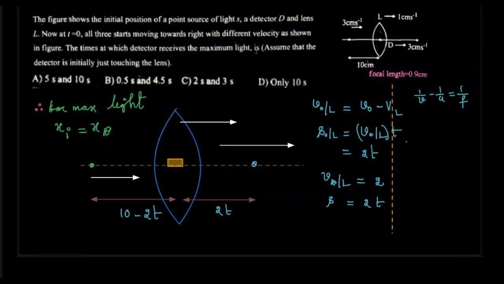So this will be 1 by 2t, and this object distance will be negative because it is in the reverse direction. The ray is coming to the right, so we have to meet it on the left. Therefore plus 1 by (10 minus 2t) will be equal to 1 by 0.9. So therefore, 10 minus 2t plus 2t, right? This can be written as 10 minus 2t, and the numerators cancel, which will be equal to 0.9 equals 2t into (10 minus 2t).